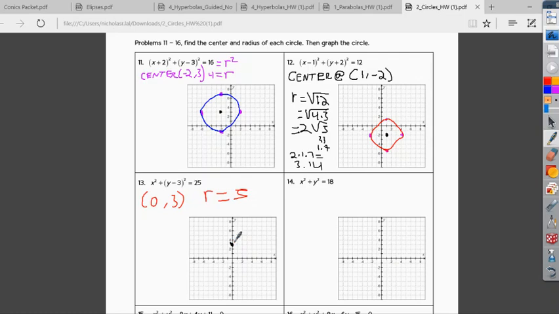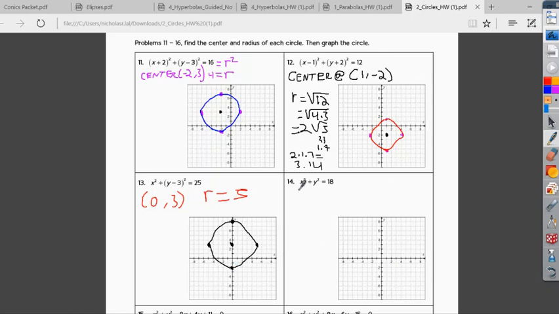And we have endpoints 1, 2, 3, 4, 5 in each direction. There is our circle.